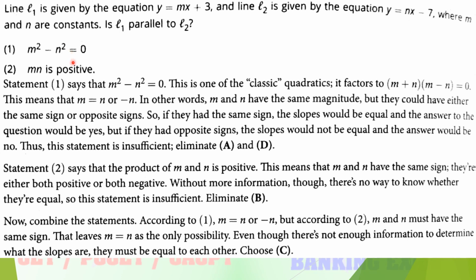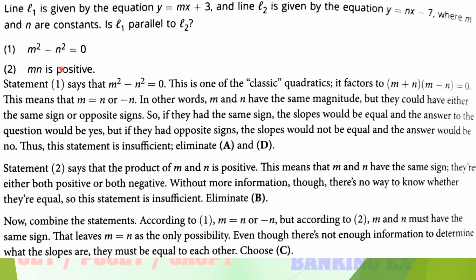Next, go for the second statement. Second statement tells that mn is positive. So mn is positive, so m is positive and n is positive, and positive into positive is positive. And one more way is also possible. Which way? m is negative and n is also negative. Negative into negative is also positive.